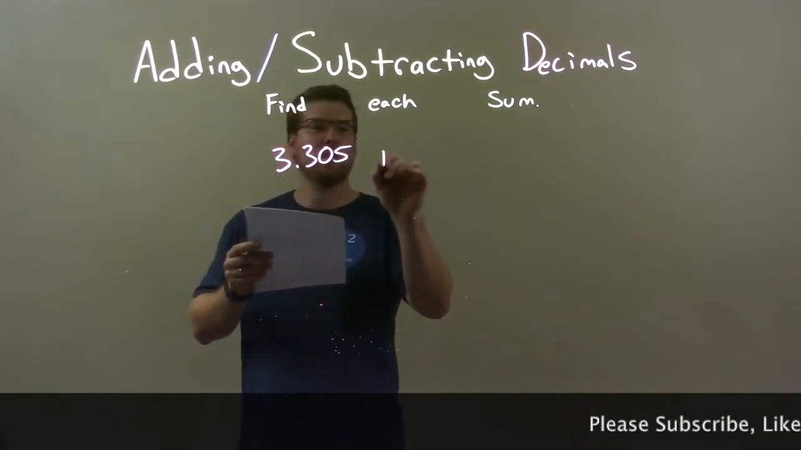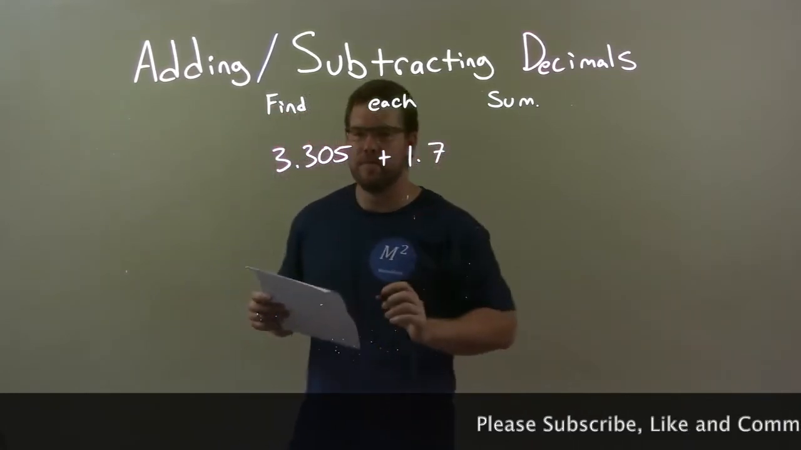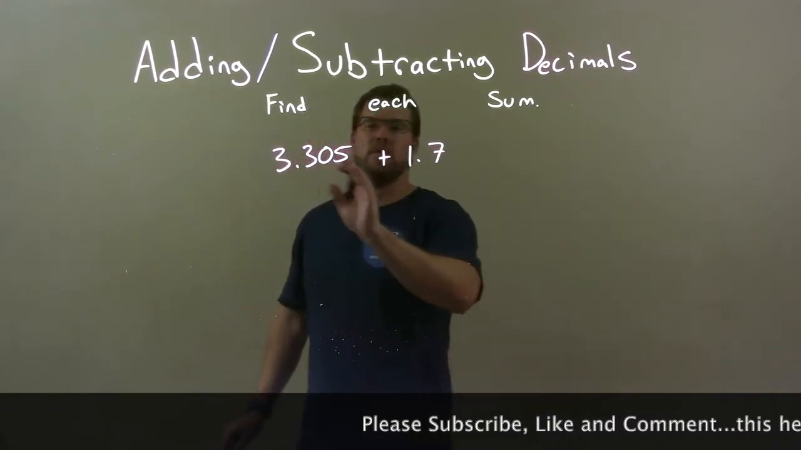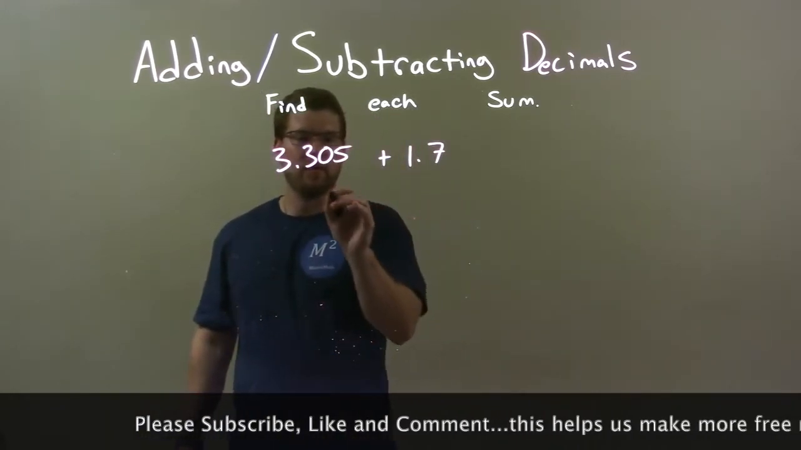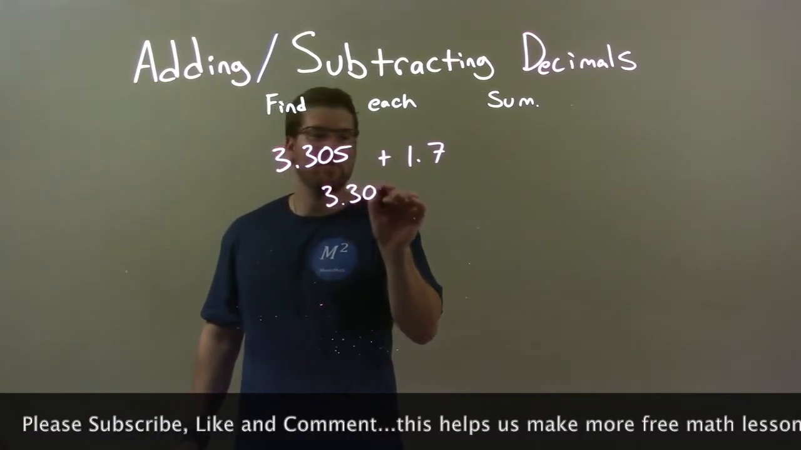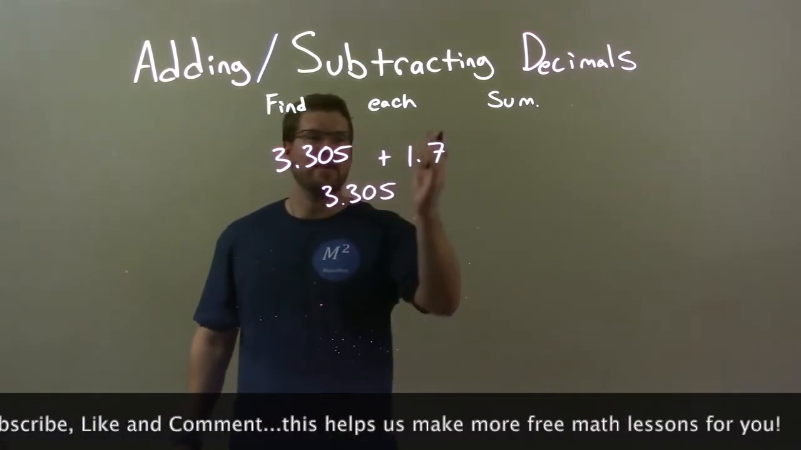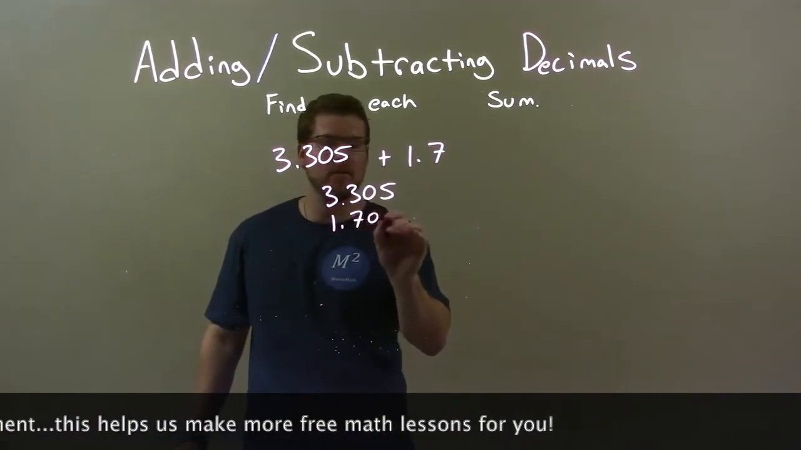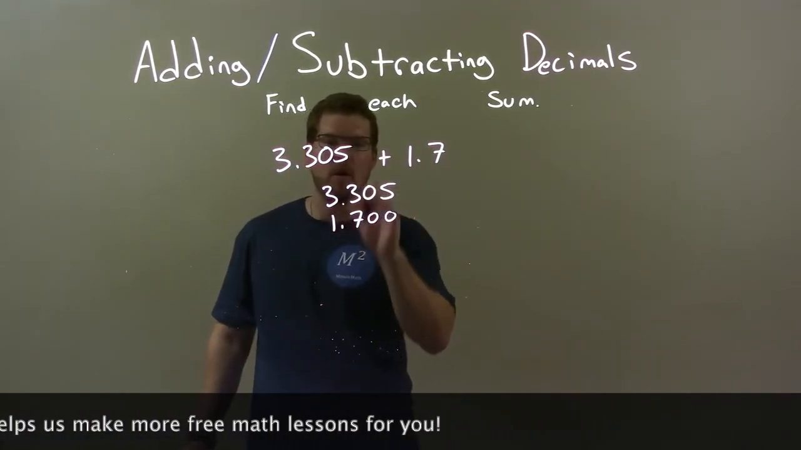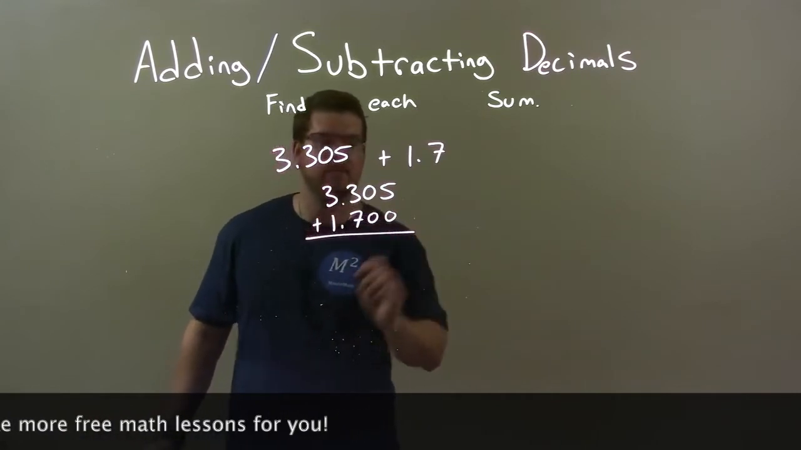3.305 plus 1.7. Alright, so 3.305 plus 1.7. So when we add this using the traditional method, 3.305, we have to make sure the decimals line up. 1.7, and then we add these trailing zeros to match up here so we're all in line. Now I'm going to add these two.